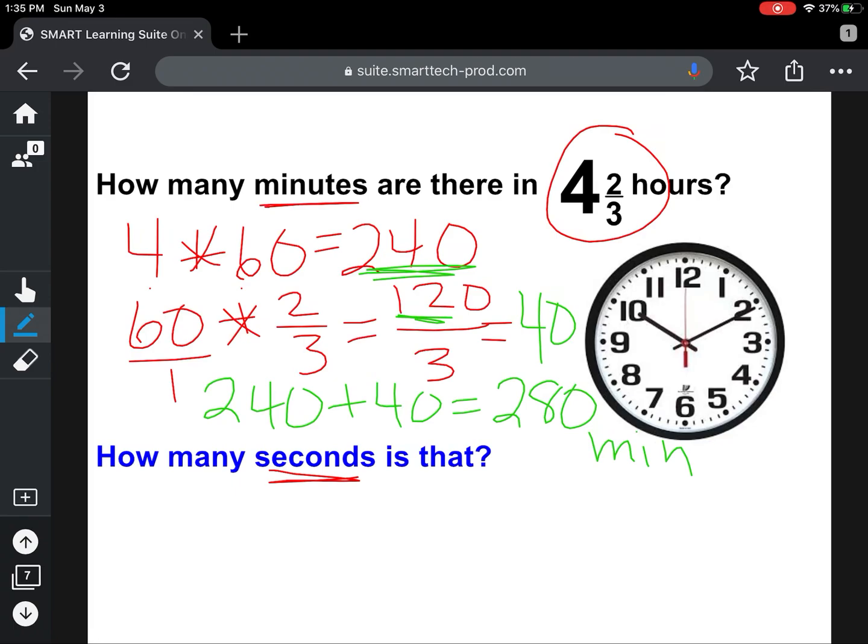Now we need to figure out how many seconds that is. What I want you to do now is think about, how do you go from minutes to seconds, or how many seconds are there in a minute? Well, I know that we have 280 minutes we're talking about, and we need to multiply that times 60 because there are 60 seconds in every minute. I want you to pause your video now and solve that problem.